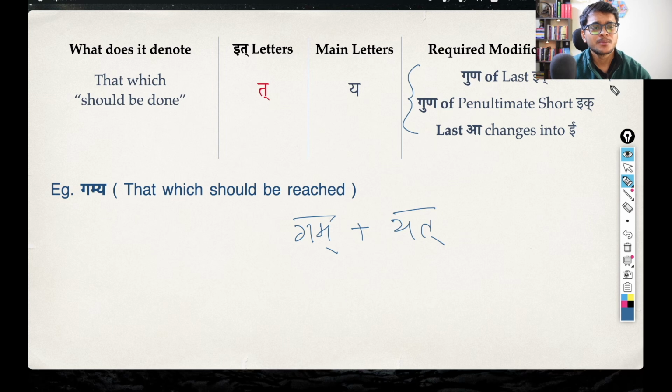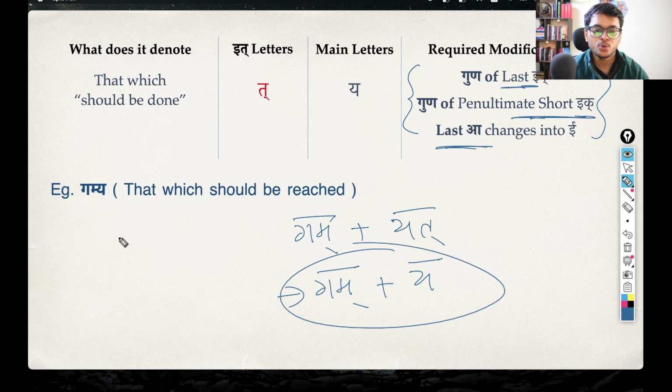See, none of these modifications are possible here because it does not have any last vowel. It also does not have any short ik as a penultimate vowel, and neither is it ending with a dirgha a. So neither of these modifications are possible, so it will remain like this. So gam will remain like this. For yat we know we add ya. So gam plus ya will change into gamya. That which should be reached, that which should be attained, in that sense. Okay, so far so good.